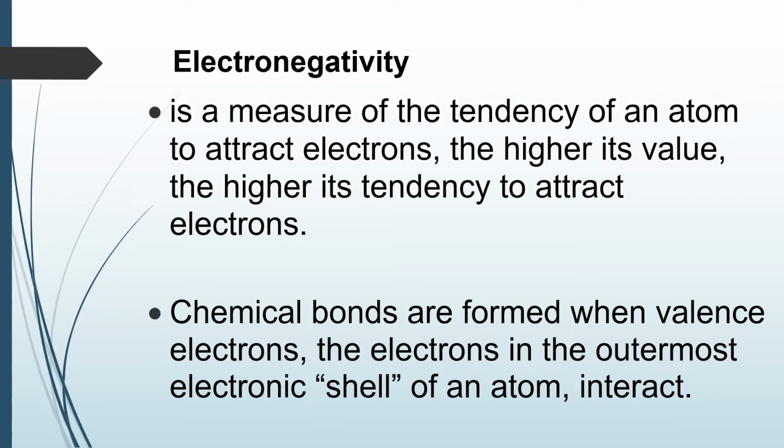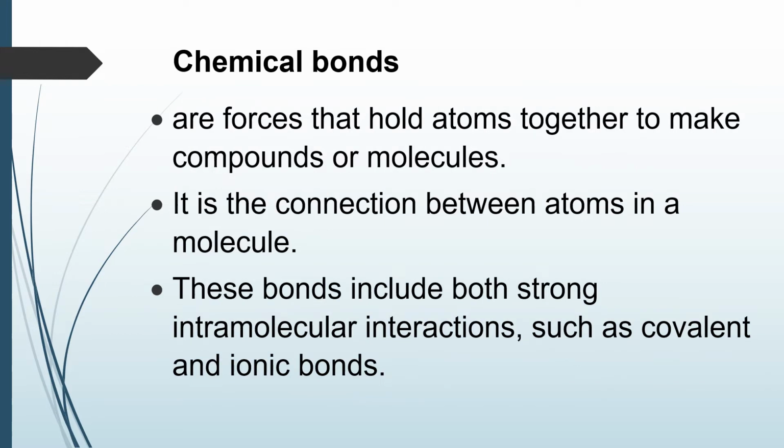Chemical bonds are formed when valence electrons, the electrons in the outermost electronic shell of an atom, interact. Chemical bonds are forces that hold atoms together to make compounds or molecules. It is the connection between atoms in a molecule. These bonds include strong intramolecular interactions such as covalent and ionic bonds.